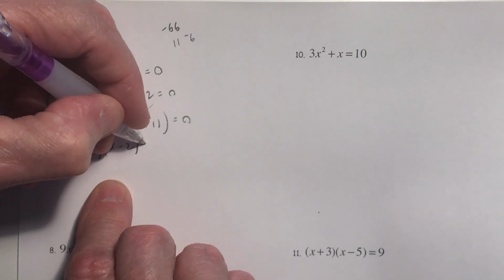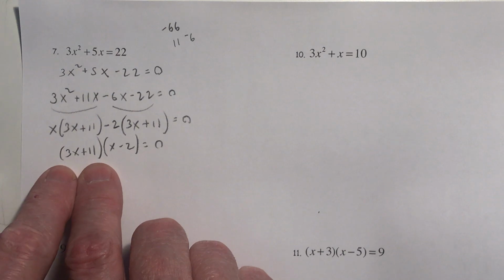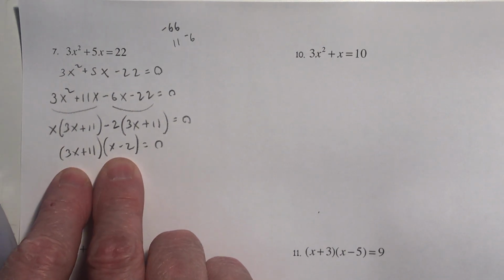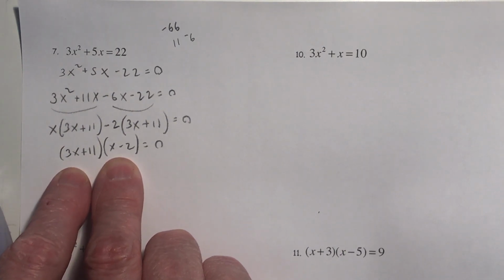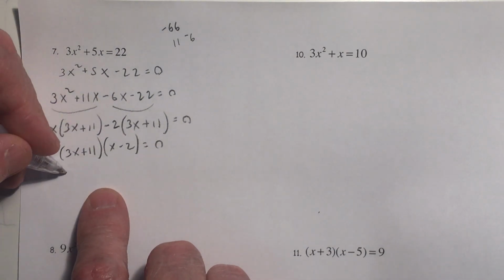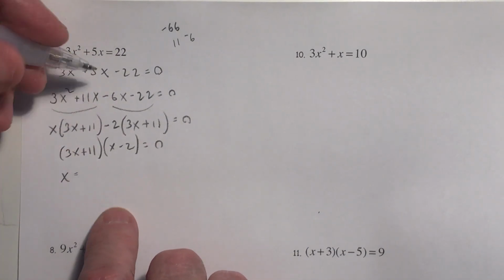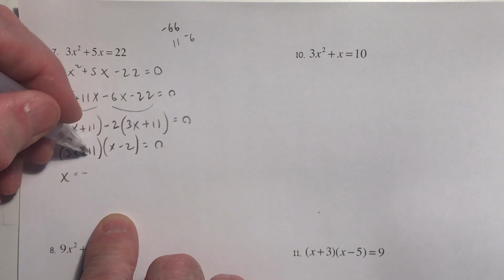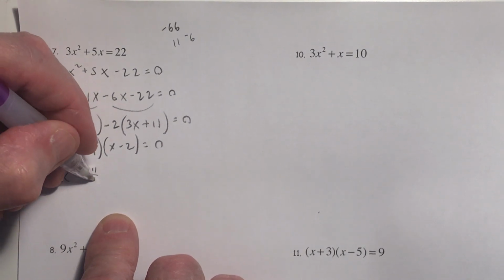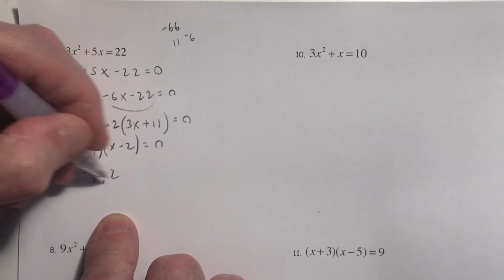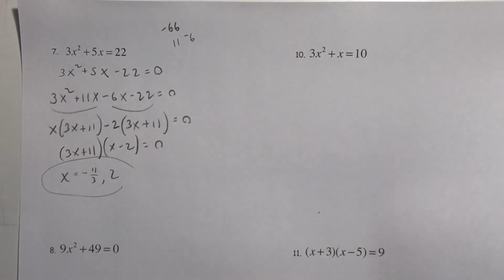As I said yesterday, notice the very important two sets of parentheses and the signs in the middle there, where they came from. What are the solutions? Negative 11 over 3 and a plus 2. That's that.